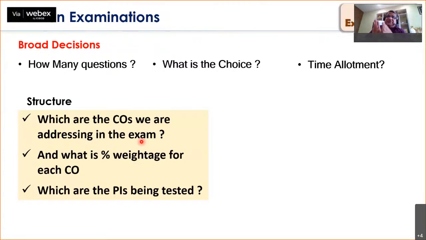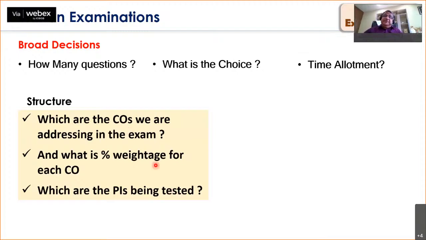In test 1, I will ask questions only related to CO1, CO2. I am very clear about it. In test 2, I am going to ask only CO3, CO4. Or in the assignment, CO3 related. Whatever it is, I am very clear, and accordingly I will ask questions related to those COs. Now, at that moment, there will not be any confusion.